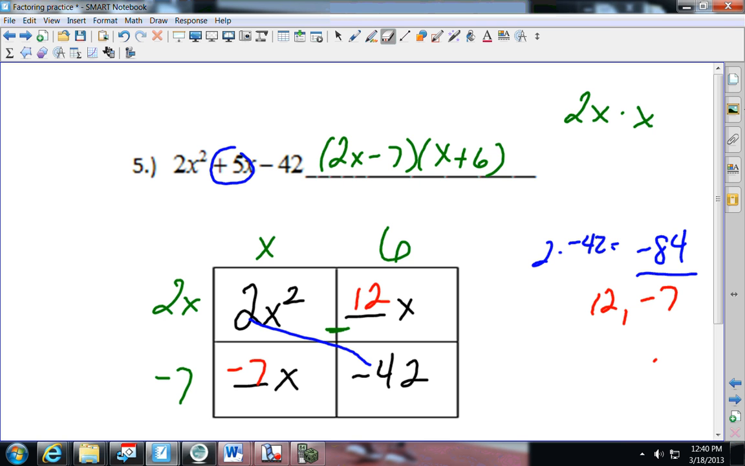Remember, you can write it this way or reverse the order. You can write x plus 6 times 2x minus 7. Either way is correct. There is no GCF. There was nothing we pulled out. If there was a GCF, then yes, you have to put it in front.